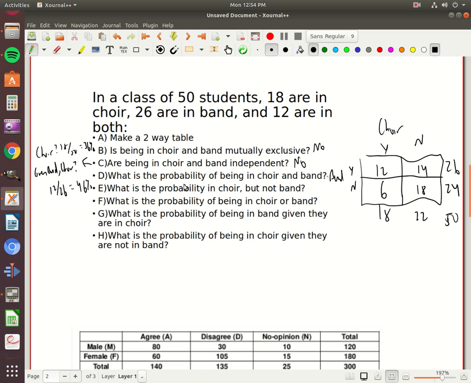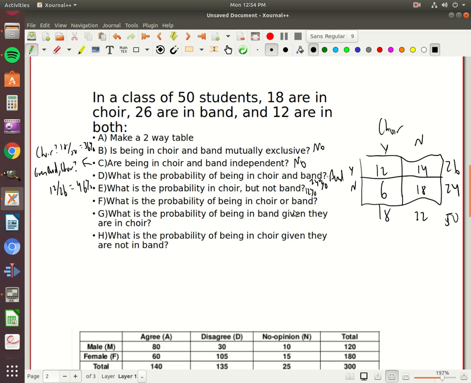Jeez Louise. All right, so what's the probability of being in choir and in band? Well, that'd be 12 out of 50. That'd be 24%. What's the probability in choir but not in band? So you're in choir but not in band, 6 out of 50. So it'd be 12%.